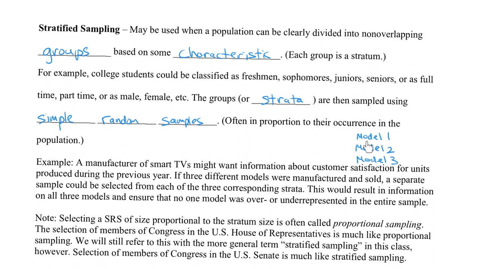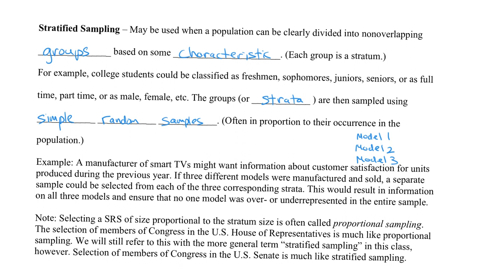So if you want to control for this, what you could do is just say, you know what, I'm going to send out 100 surveys to people who bought Model 1, 100 surveys to people who bought Model 2, and 100 surveys to people who bought Model 3. So you randomly choose these 100 people, these 100 people, and these 100 people, but you can control your survey results so that each model is represented.